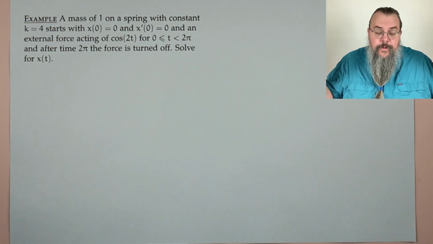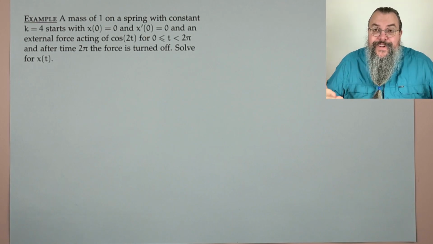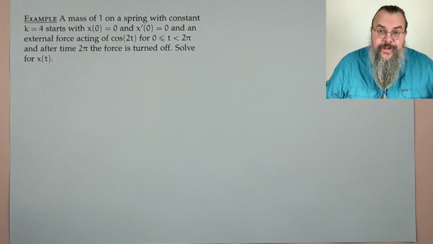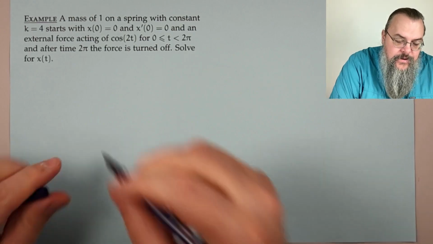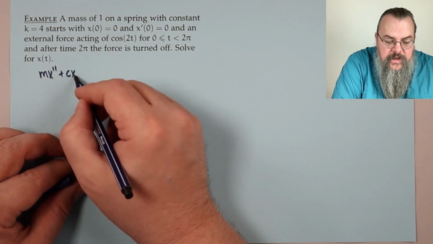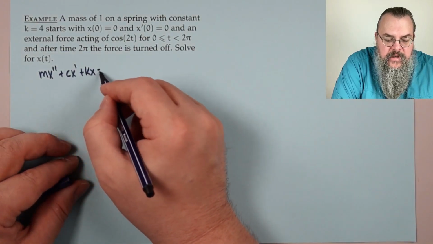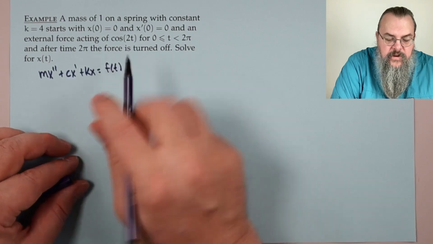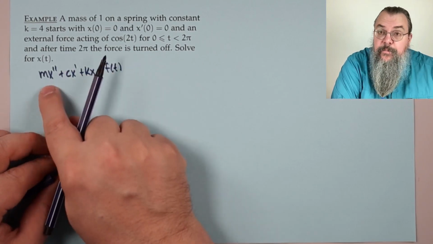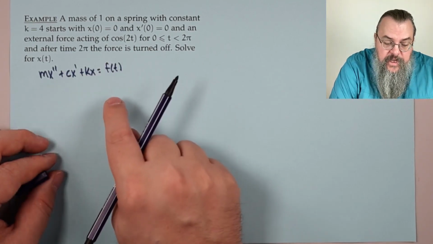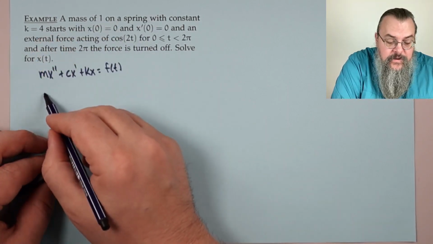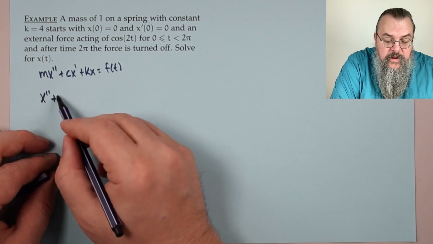Now, we want to solve for x of t. What are we missing? They didn't give us a differential equation. Okay, so we got to make it this time. So we know for springs we have m x double prime plus c x prime plus k x equals f of t. So f of t is external force, k spring constant, c damping constant, and m mass. Now they didn't talk at all about damping, but we do have a mass of 1 and a spring constant of 4. So this becomes x double prime plus 4x.